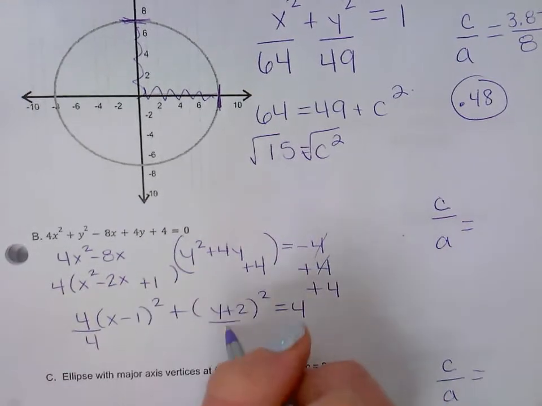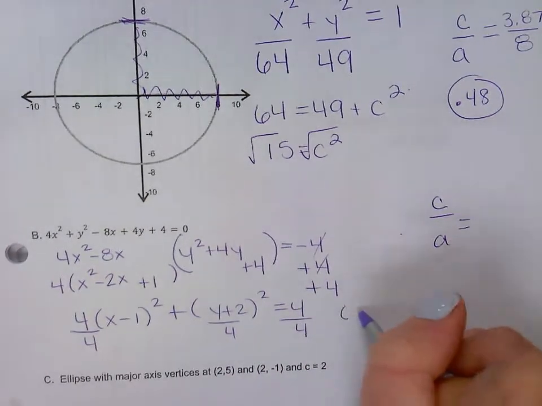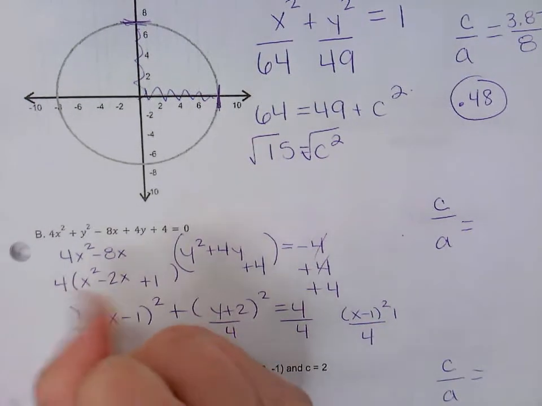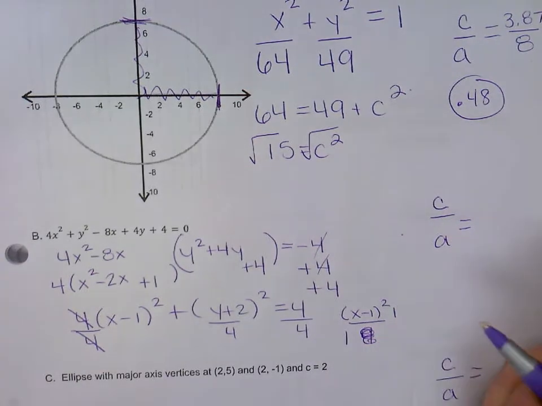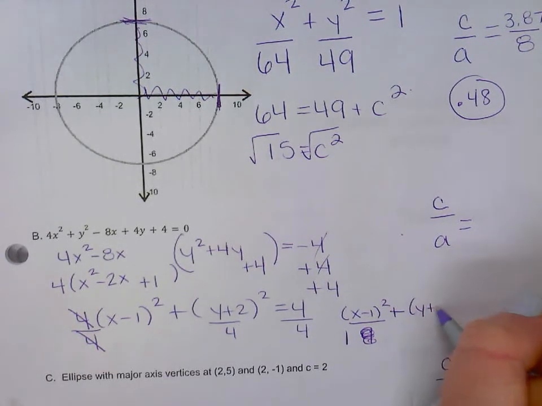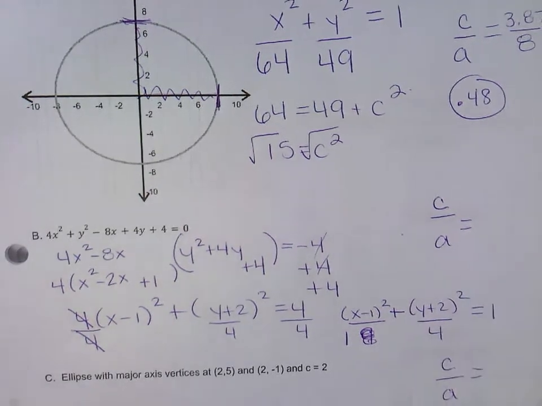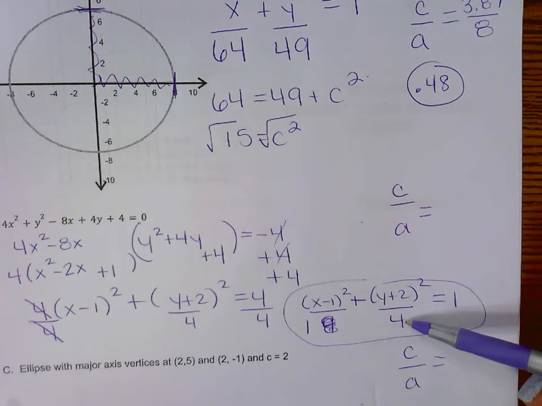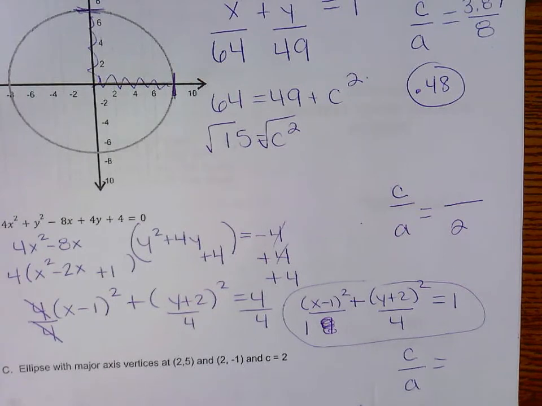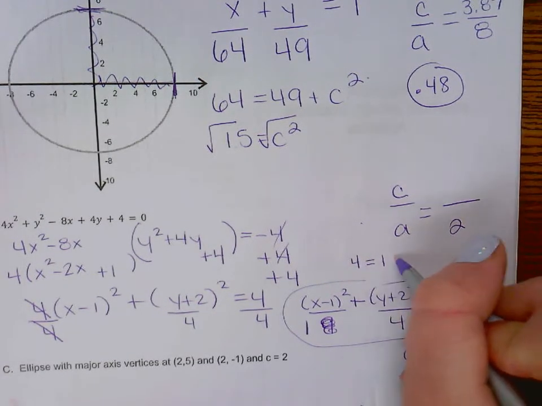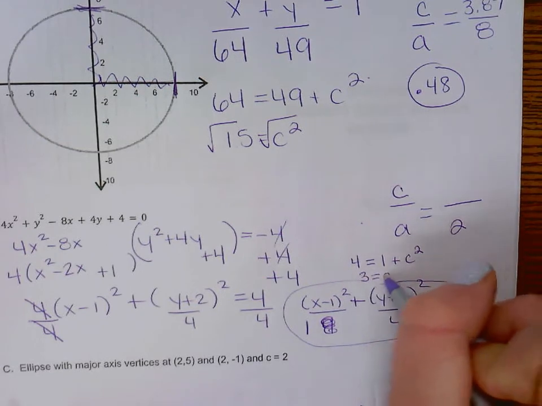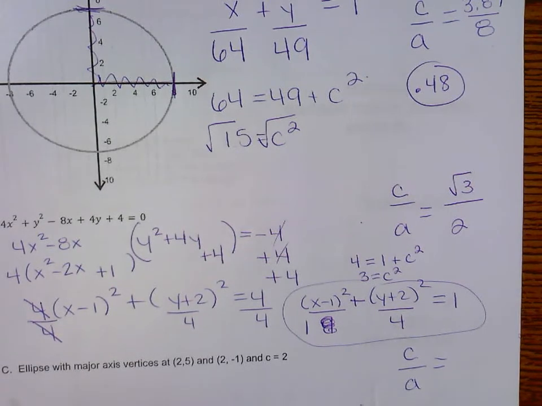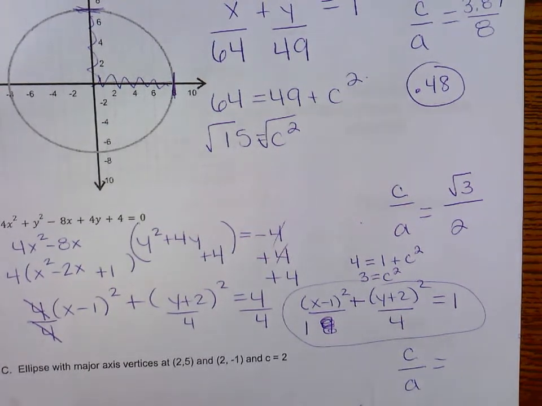Divide through by 4. And I would get (x minus 1) squared over 4. Oh no, wait, this 4 cancels. So over 1. And then plus (y plus 2) squared over 4 equals 1. All right, so my a value this time is going to be 2. And my c value this time, a squared equals b squared plus c squared. So c squared is 3, so c is going to be the square root of 3. So the square root of 3 divided by 2 is 0.87.